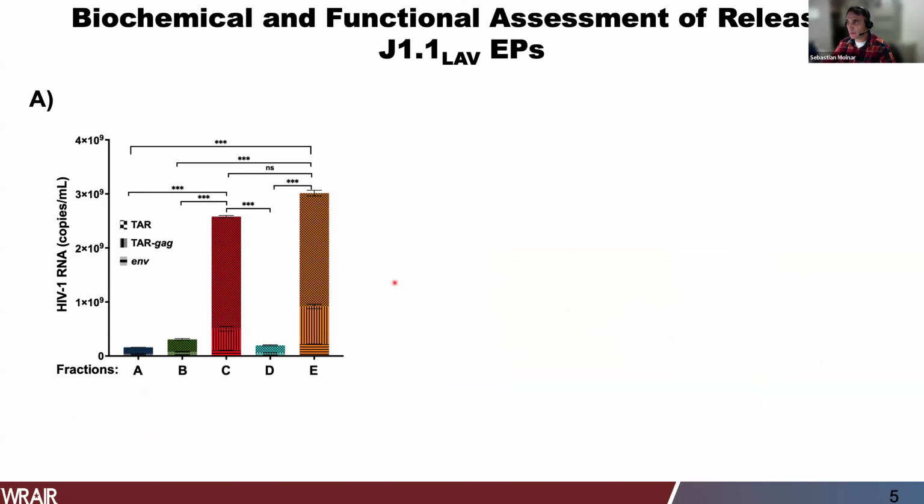Next, we looked at the biochemical and functional characteristics, and we observed that fraction C and fraction E contain the majority of the viral RNAs, as Anastasia detailed: TAR, TAR-Gag, and Env, including in fraction E, where we had a very high peak for these viral RNAs.